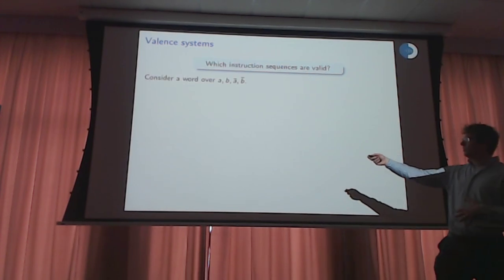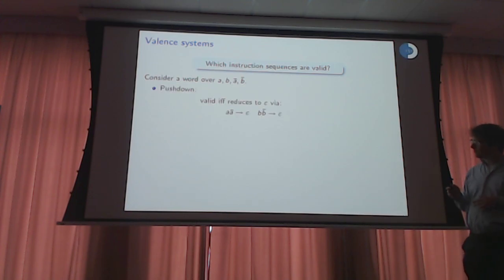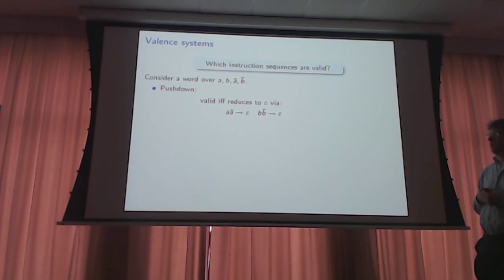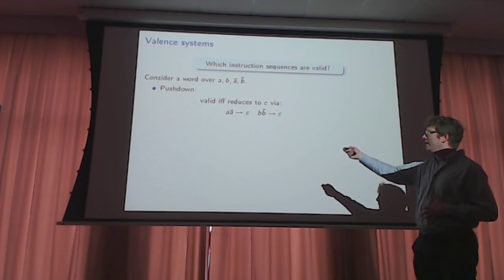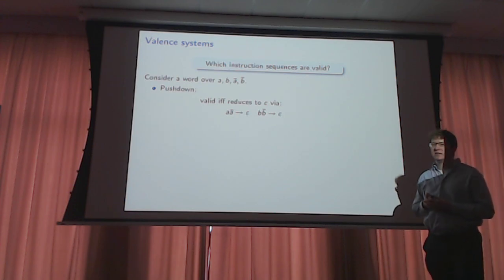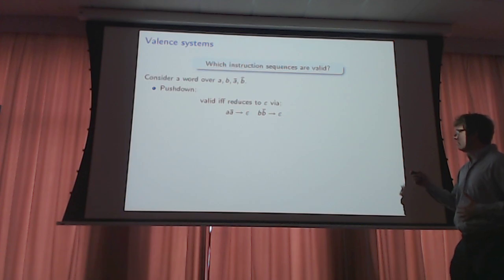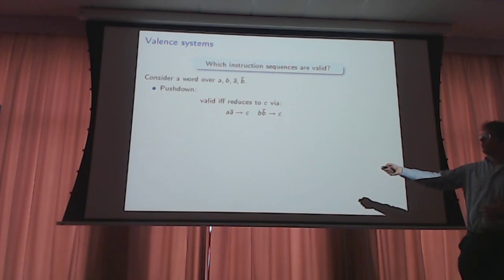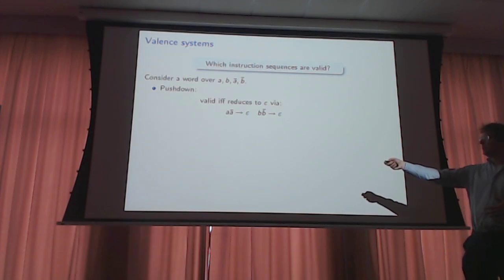So consider a word over A and B, and A bar and B bar. Let's first consider them as pushdown instructions. Now, when is a sequence over A's, B's, A bars, and B bars a valid sequence? We want it to be valid if it brings the empty stack to the empty stack. And the set of valid instruction sequences is the Dyck language, right? And you can describe that as follows. It's exactly those words that you can bring to the empty word by deleting A A bar and deleting B B bar.